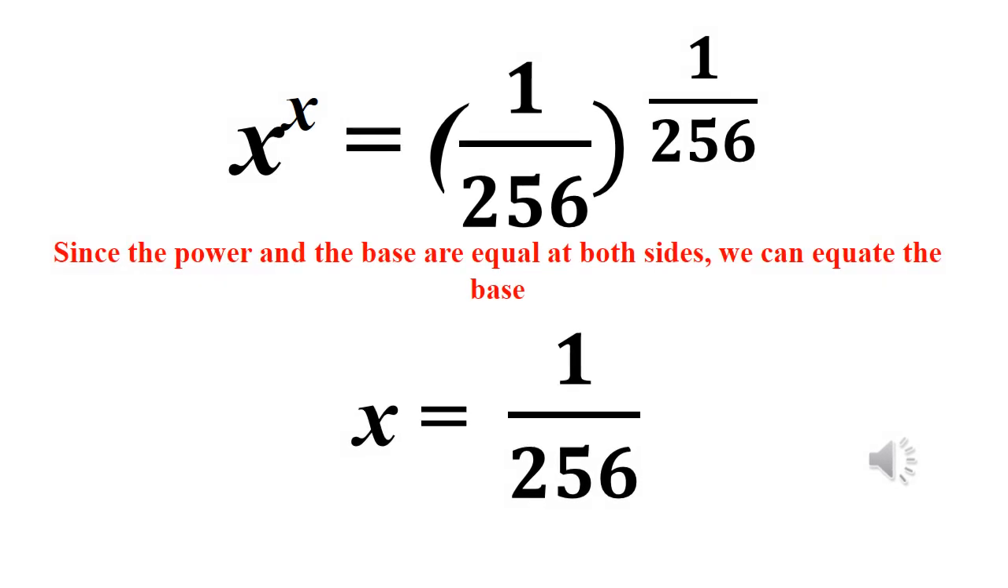Since we have the base and the powers the same on both sides, we can just equate the base. So we have x equals 1 over 256, and that's the value of our x. That's the final answer.